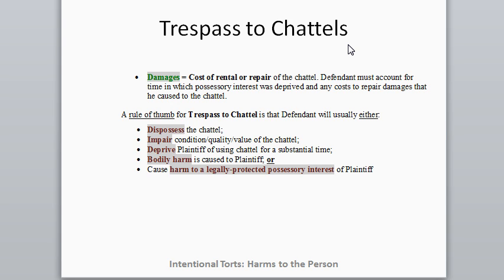The damages here are the cost of rental or the cost of repair to the chattel. If someone takes my car for a day and then leaves it back, I haven't been dispossessed of it, but they did violate my right to possess it. So I can go after them for the cost of renting it, or repairing any damages to the property. So again, if it's a car, they take it for a joyride, I can say, well, let's figure out what it would have cost to rent that and what the repair costs are.